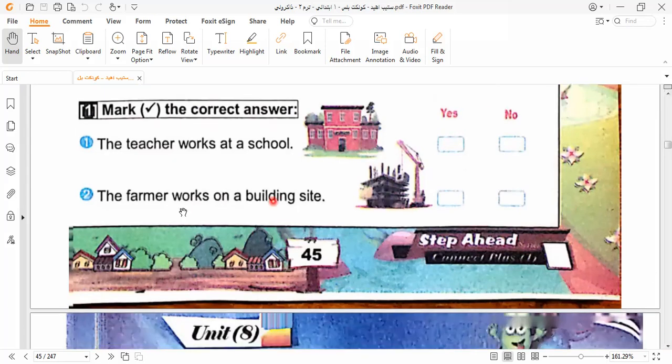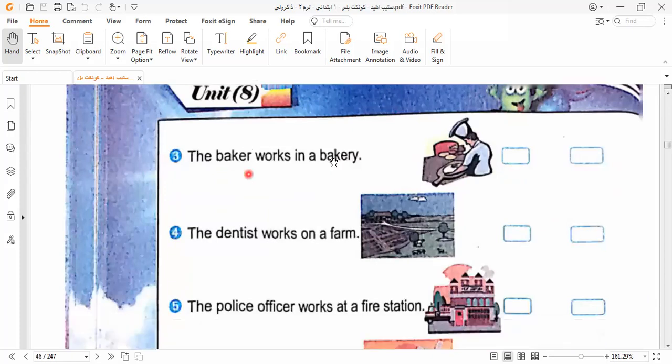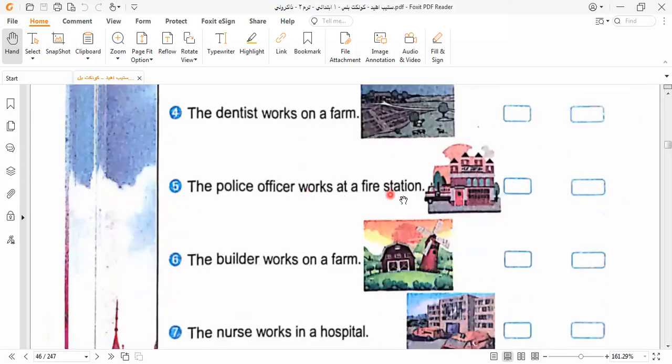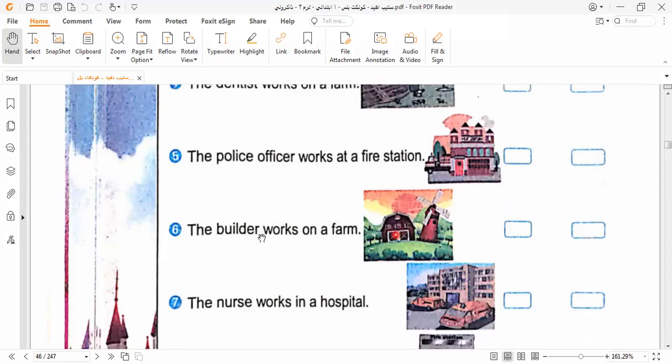A farmer works on a building site. We learned in the examples that the farmer works on a farm. No, so this sentence is wrong. I put no here. A baker works in a bakery. Yes, so I put yes here. A dentist works in a farm. No. A police officer works in a fire station. No, he works in a police office. The answer of this sentence is no. A builder works on a farm. This is no.